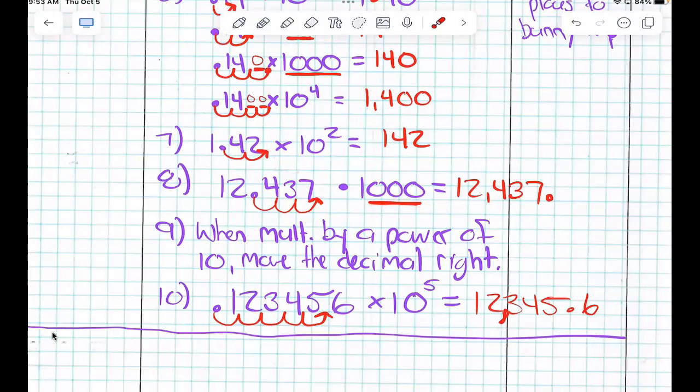Last thing, when we multiply by a power of 10, which way do we move the decimal point? Right. Say that again. Right. So multiplication means move the decimal to the right. That's not everybody. I'm going to do it again. Multiplication means move the decimal right.